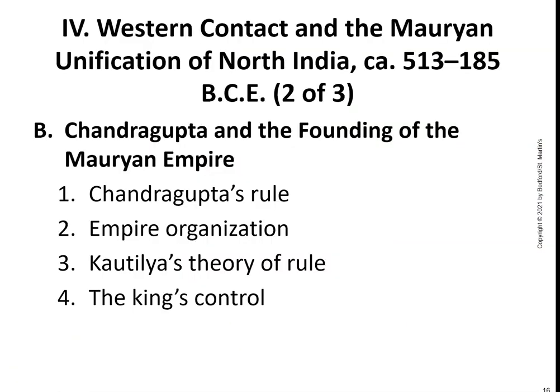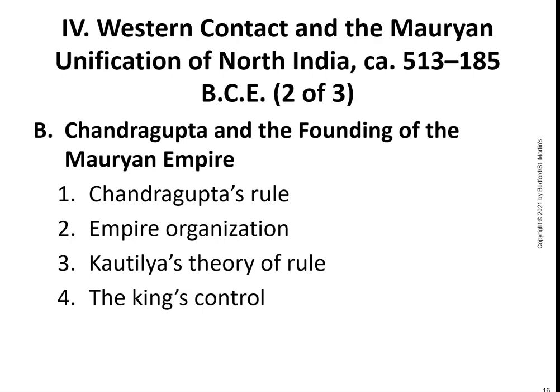So we're going to read, or you're going to read, I'm going to talk just a little bit about Chandragupta and the founding of the Mayuran Empire, how that void was left after Alexander and his guys left. So Chandragupta ruled a state in the Ganges Valley, and capitalizing on the crisis caused by Alexander, he was able to expand his holdings throughout northern India.